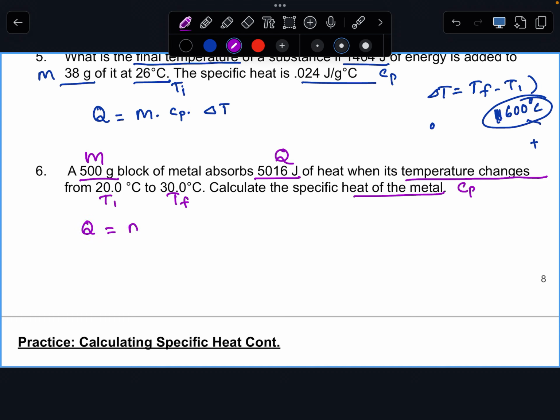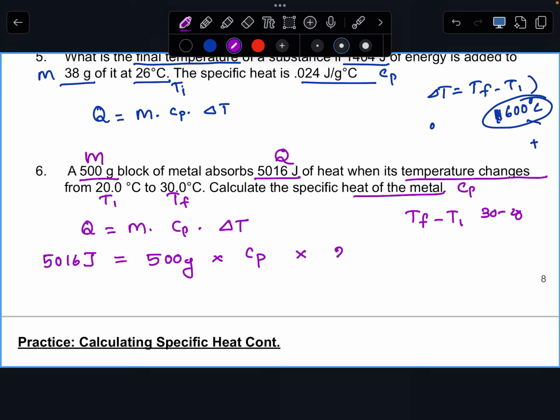Okay, so equation Q is equal to m times Cp times delta T. Q is 5016 joules. M is equal to 500 gram. Cp is equal to, we don't know. Delta T is 30. So remember Tf minus Ti. So it is 30 minus 20, which will be 10 degrees Celsius. Okay, so now get your calculator. You are dividing this with these two numbers.